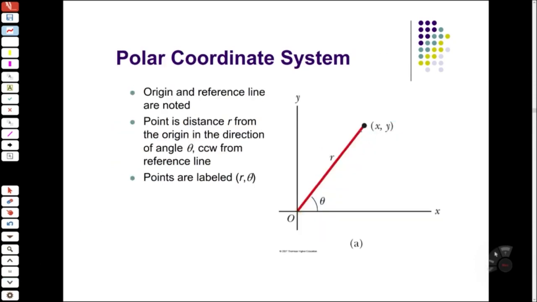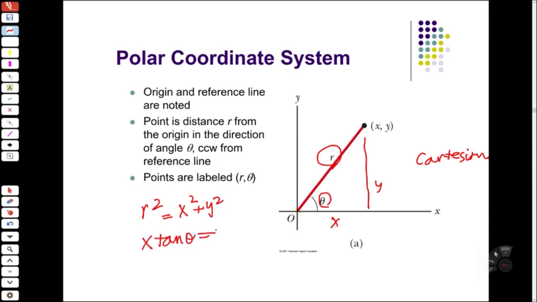So given a position here, you can represent it in two different ways. You can use x and y, which is called Cartesian coordinates, or you can use r and theta. Theta is the angle of this with respect to the x-axis, and r is the distance. So using the Pythagorean rule, you can see that r squared is x squared plus y squared, and tangent theta is equal to y over x.